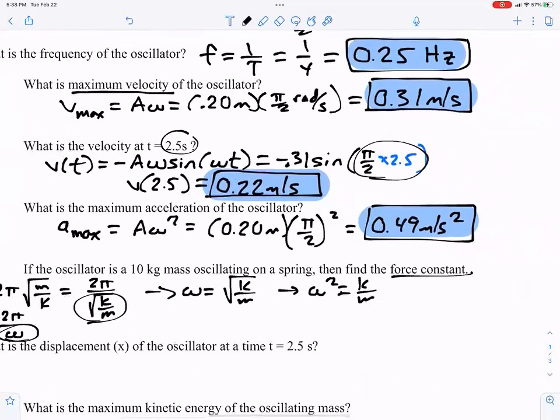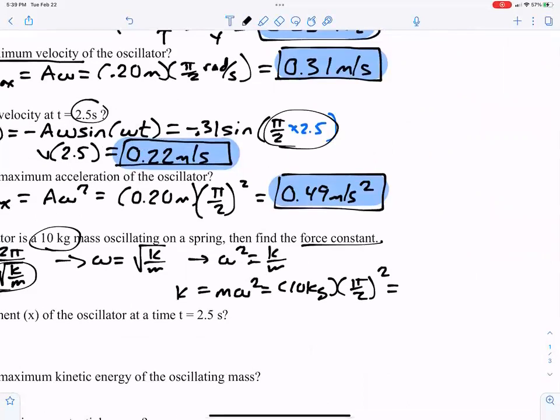So solving for k, the force constant, the spring constant, k would be equal to mass times omega squared. 10 kilogram mass times pi over 2 squared. So let's go pi divided by 2, hit your x squared button, times 10. And we get roughly 24.6 or 24.7. I'll just round it up: 25 newtons per meter.